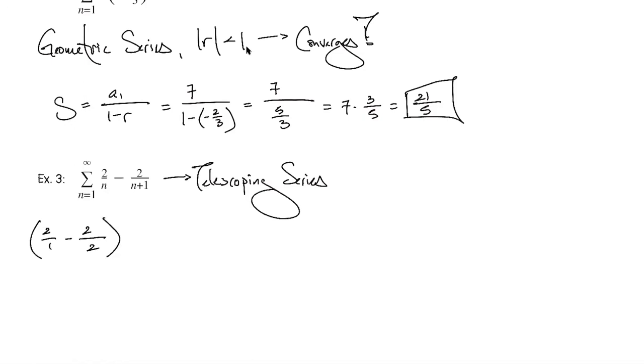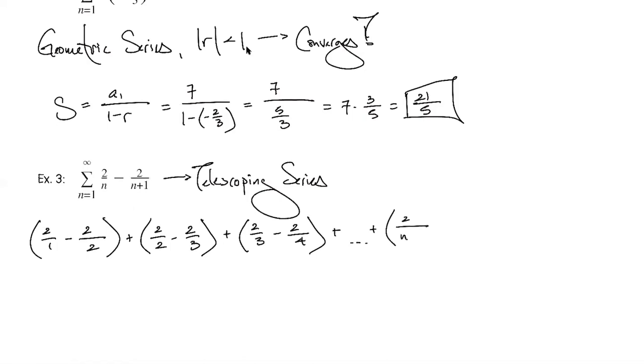So we've got this if we plug in 1. We've got this if we plug in 2. We've got this if we plug in 3. And we sort of keep going, and at the end, we could write a few of them: 2 over n minus 1 minus 2 over n, plus 2 over n minus 2 over n plus 1.